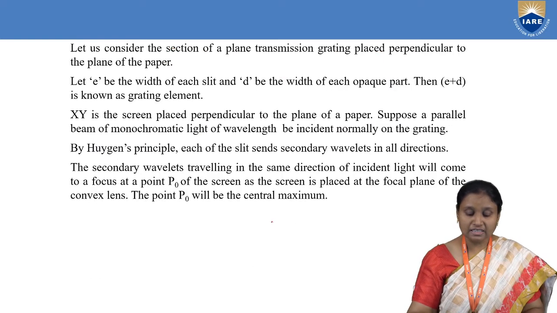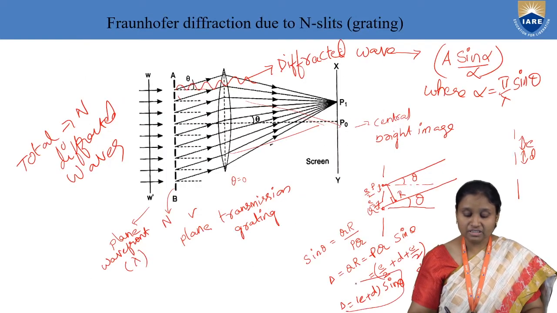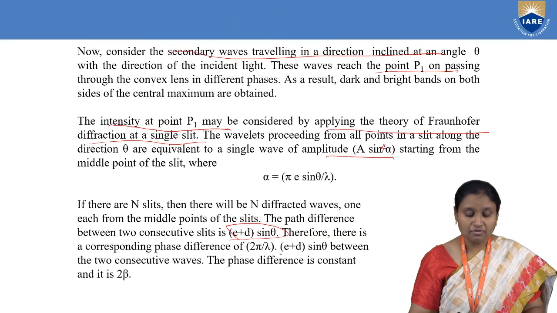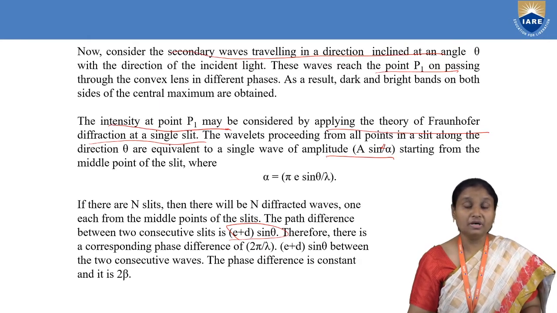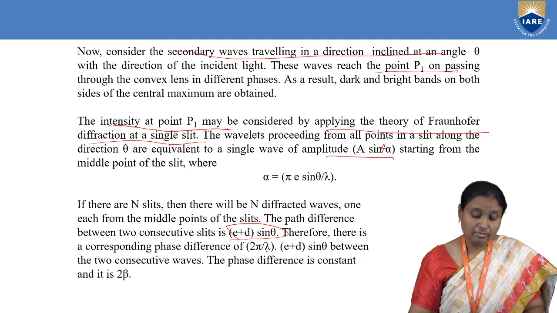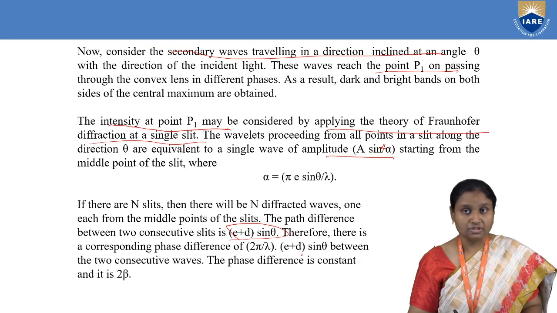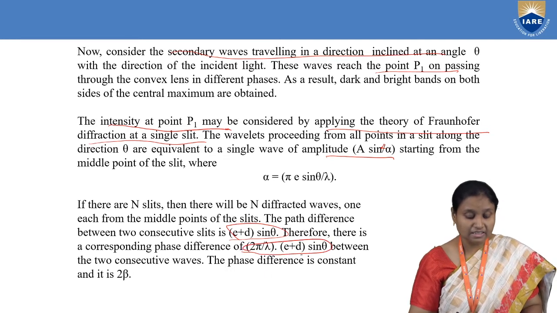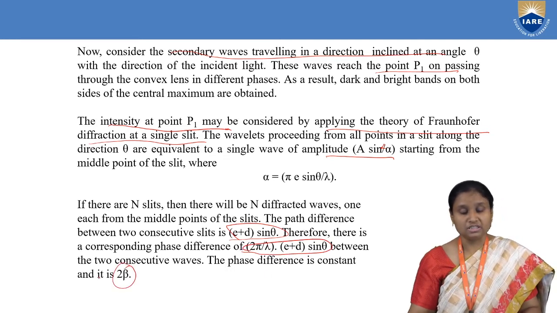I think in the last case we have seen that the path difference has come to be (e + d) sin theta. So if we know path difference, how can we find phase difference? What is the relation between phase difference and path difference? Phase difference is 2 pi by lambda times the path difference. And suppose this 2 pi by lambda times (e + d) sin theta is nothing but 2 beta.